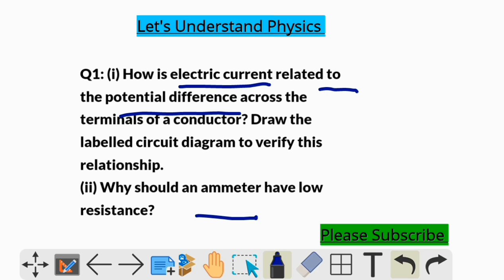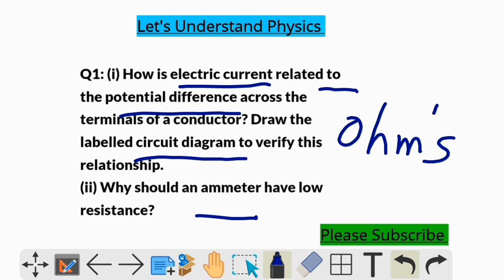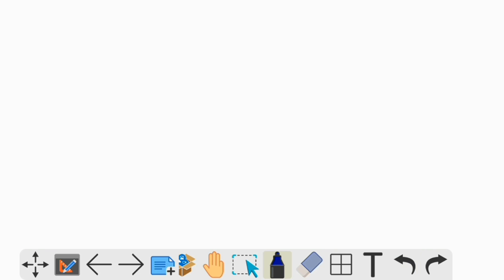So from where will you get this relation? By using Ohm's law, you should be able to tell the relation between potential difference and the current. They are also asking you to draw a labeled circuit diagram. That means you have to draw the diagram of Ohm's law itself. Okay, let's see. Now, what is the statement of Ohm's law? You have to write it first.